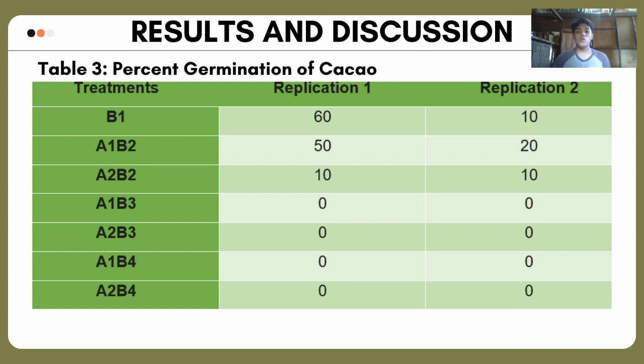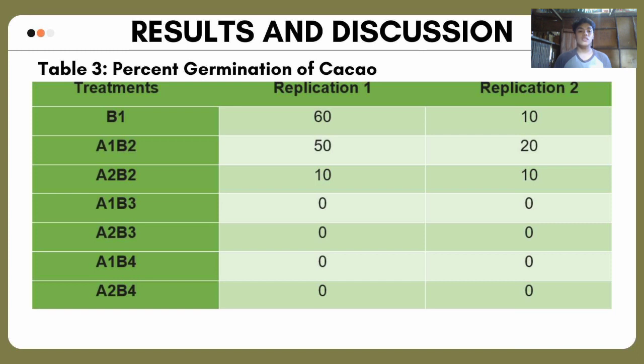Conversely, seeds stored in ambient condition for 5 days, A2B2, exhibit substantial decline in germination, with rates of 10% and 10% in replication 1 and 2 respectively. This decline suggests that ambient storage, even for a brief period, negatively impacts seeds' viability compared to refrigeration.